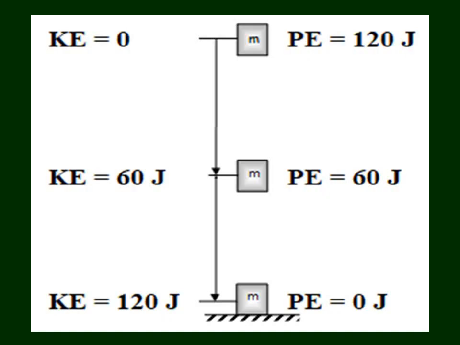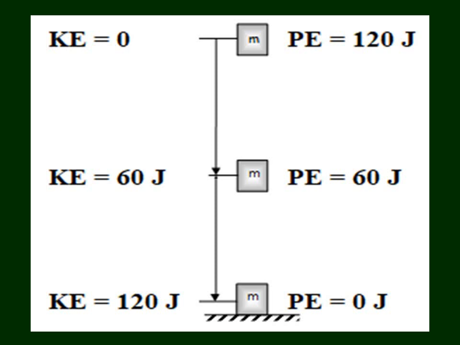Let's discuss this example to explain the conservation of mechanical energy. This object is falling down from a certain height. For example, now it has potential energy 120 joules at the maximum height. And it starts motion from rest, so its kinetic energy equals 0. When it falls down, its height decreases and its potential energy decreases, so the potential energy becomes 60. And the kinetic energy increases because its speed increases. The kinetic energy becomes 60.